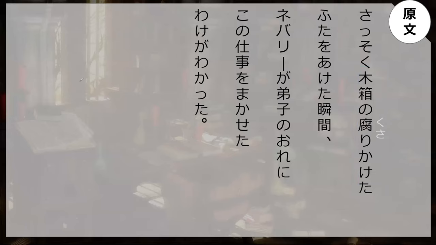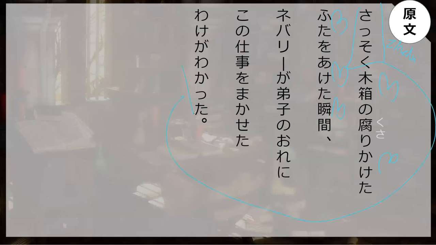This is kind of similar to when we used ue ni to describe the location of a door in a different sentence of the book, which was a similar thing to this. But anyway, let's translate the sentence. Sorry, I just realized we have 4 minutes left. When I open the lid of the rotted box, right. And sasoku means he did this immediately. So, immediately.